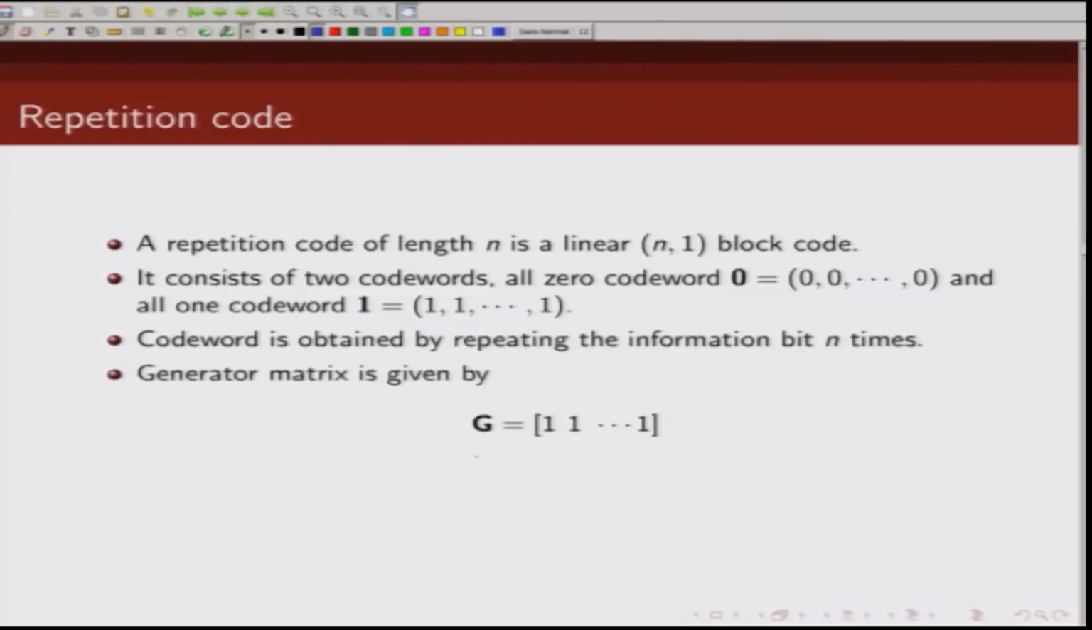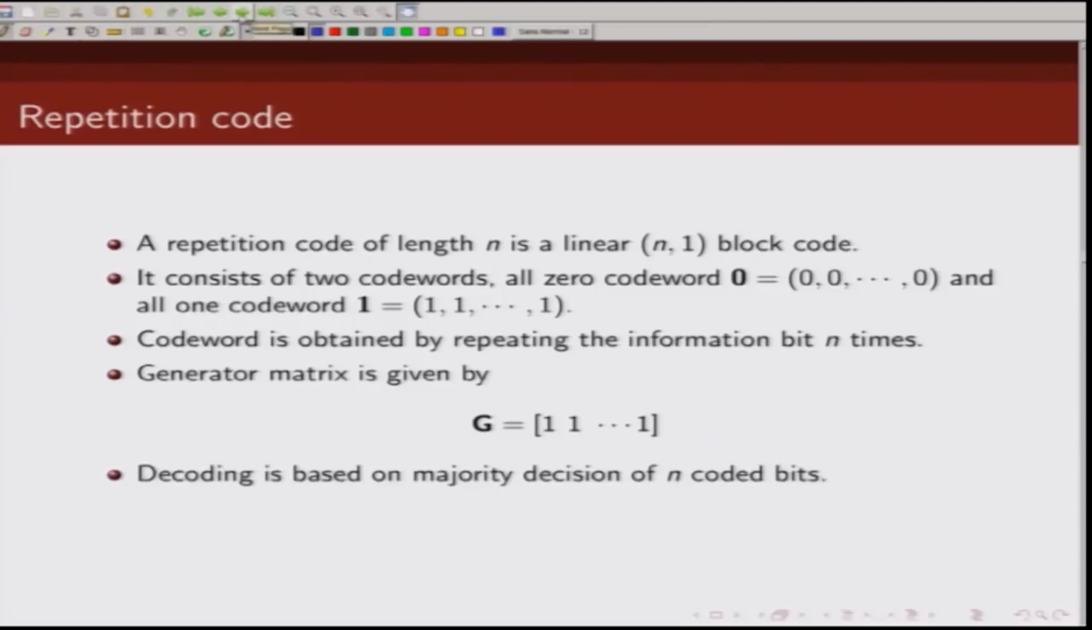So, we can then write down our generator matrix. If V is the coded sequence and U is the information sequence, then they are related through the generator matrix in this particular way. Since our output is the bit repeated n times, the generator matrix for repetition code will be all ones. So, this is 1 cross n.